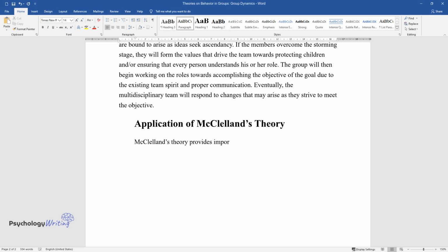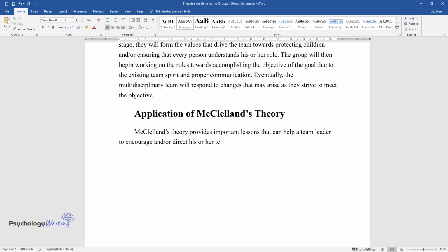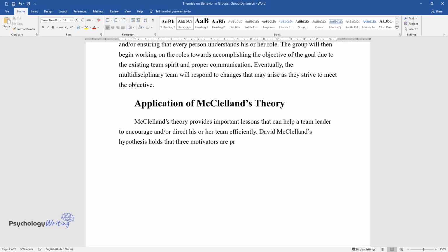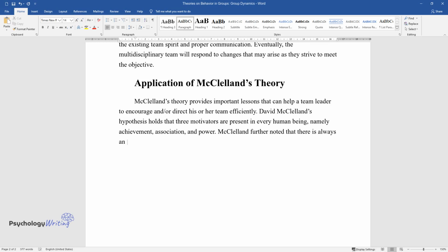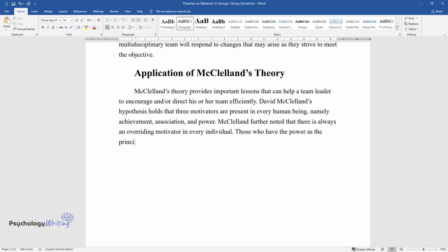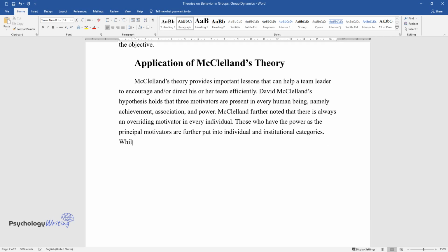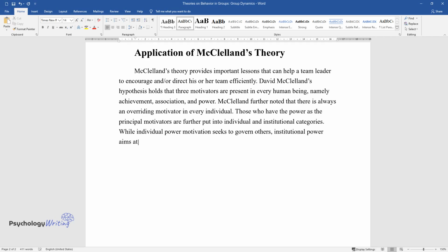McClelland's theory provides important lessons that can help a team leader to encourage and direct his or her team efficiently. David McClelland's hypothesis holds that three motivators are present in every human being, namely achievement, association, and power. McClelland further noted that there is always an overriding motivator in every individual. Those who have power as the principal motivator are further put into individual and institutional categories.